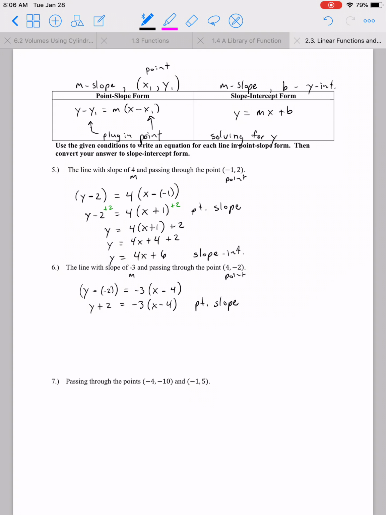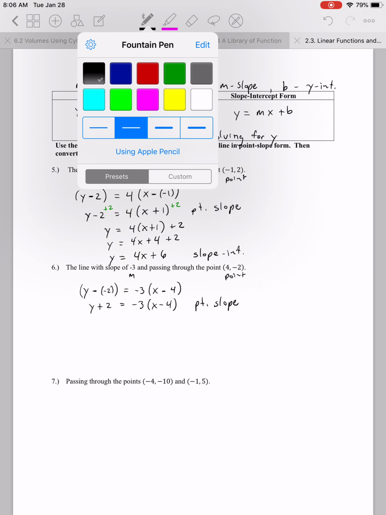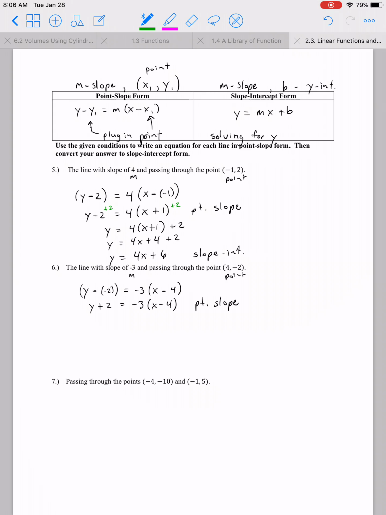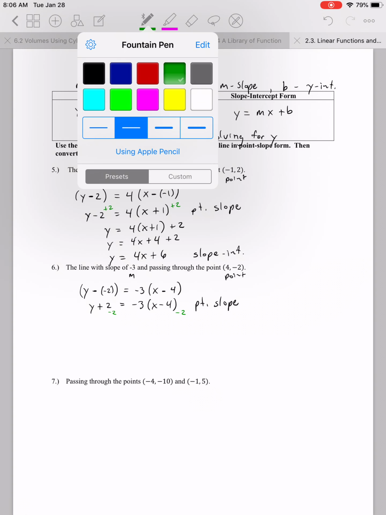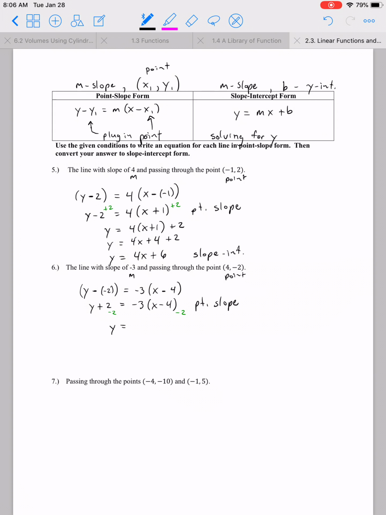Now to get the slope-intercept form, I'm simply going to solve this for y. I'm going to subtract 2 from both sides, so a -2 and a -2. And that'll give me y equals -3 times x minus 4, minus 2.